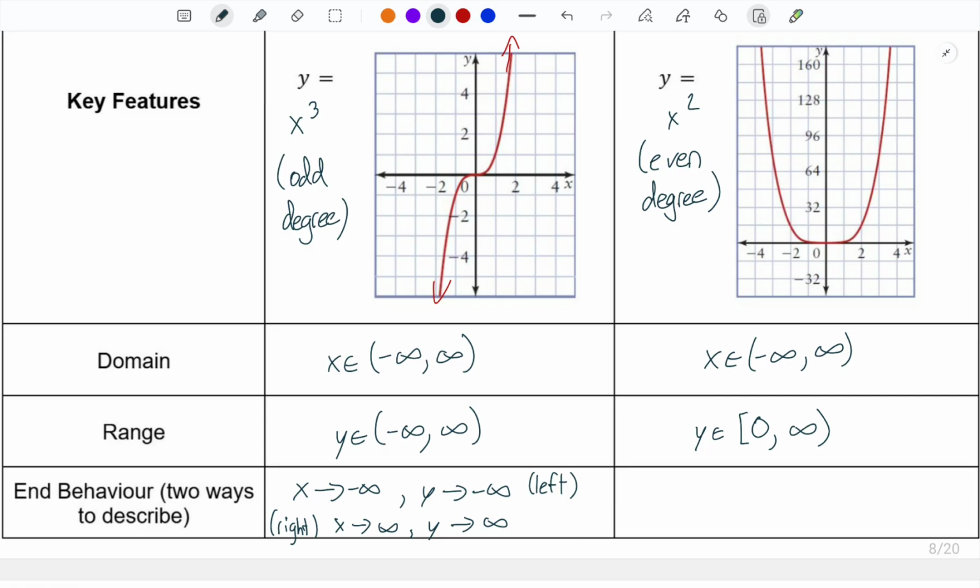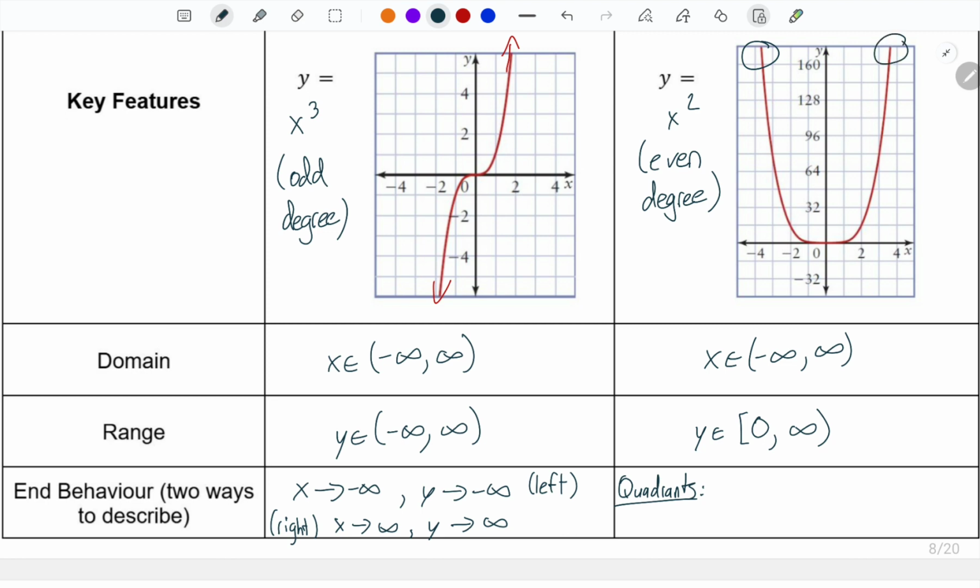Another way to indicate our end behavior is to use quadrants. So to use quadrants, how we can do that is we can state what quadrant are we beginning in from the left? So from left to right, where are we starting? And then what quadrant are we ending up in?